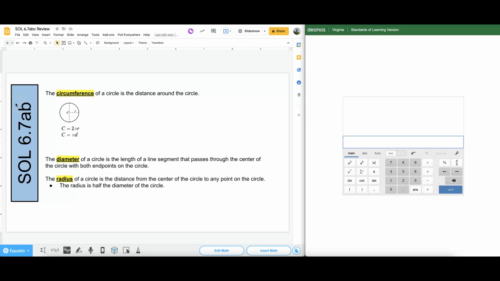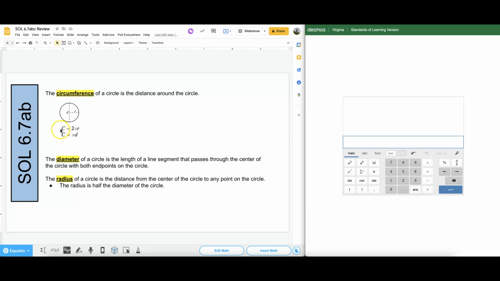This is a review video. It will go over all the information that you need to know when we are talking about the circumference of a circle. So what is the circumference of a circle? The circumference of a circle is the distance around the circle. There are two formulas, two equations that you can use to find the circumference of a circle.